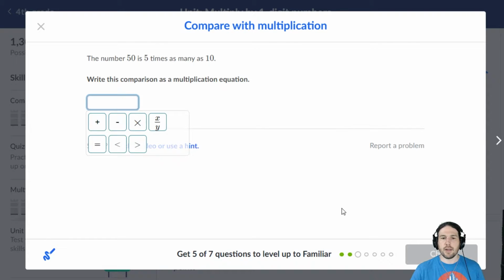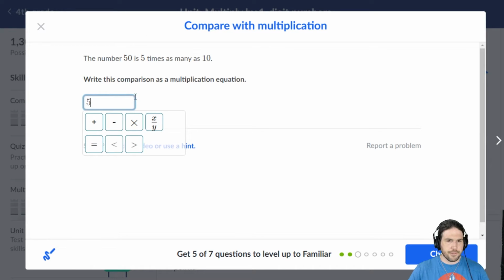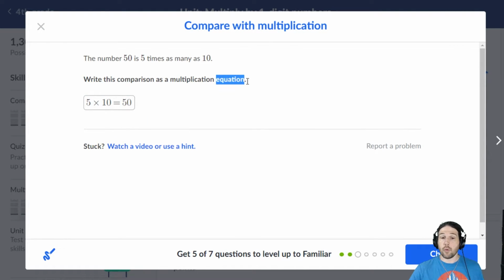The number 50 is 5 times as many as 10. Write this comparison as a multiplication equation. So now we're being given words and we're being told to put it into notation. And that's one of the things that I like to focus on a lot at this time. When I say 5 times 10 equals 50, which is what this looks like as an equation, remember, the word equation comes from the word equals. It is not an equation if there isn't an equals in it. There is, thankfully, an equals in this one, so it does count as an equation.